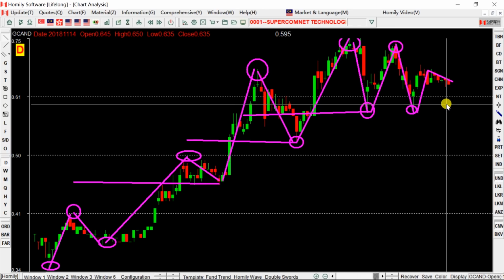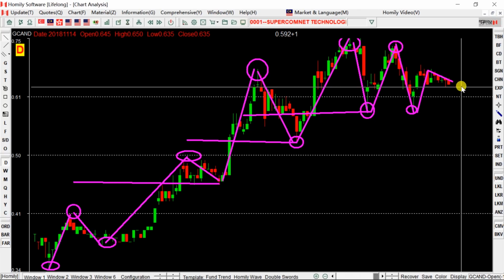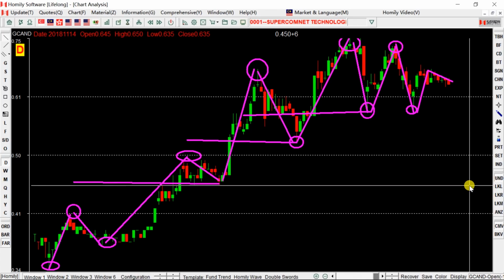Not an uptrend, not a downtrend, this is sideways. When a stock is sideways, we suggest observe first. See whether this stock will choose uptrend or downtrend.